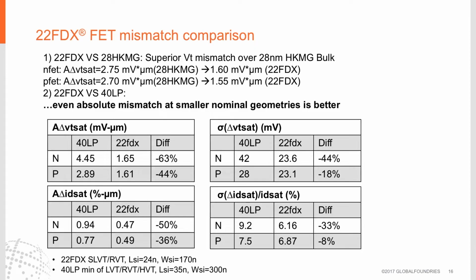On the left-hand side, the two charts are the Pelgrom coefficients for Vtsat and for IDSat. On the right-hand side, we compare the standard deviation of Vtsat, and you see the N-channel device has a 44% improvement, P-channel device has an 18% improvement going to 22FDX. On the lower right-hand side, standard deviation of IDSat shows 33 and 8% improvement respectively. In all these cases, we're using minimum channel length devices.